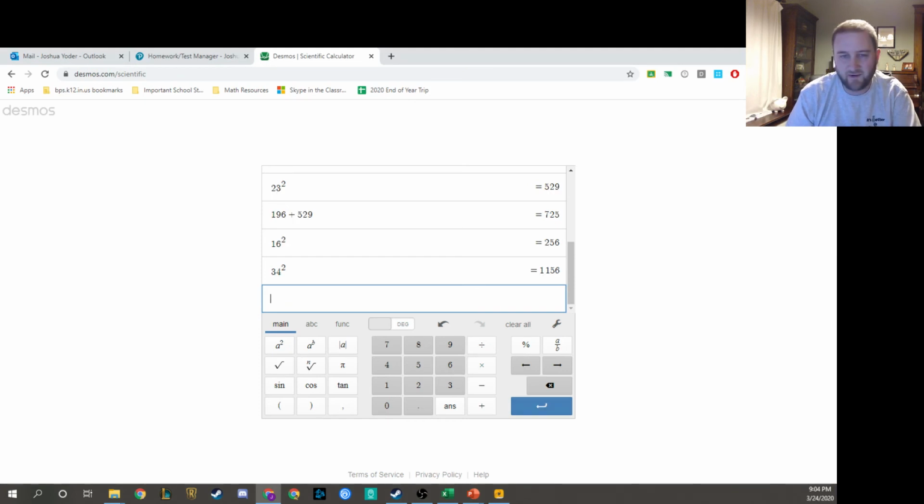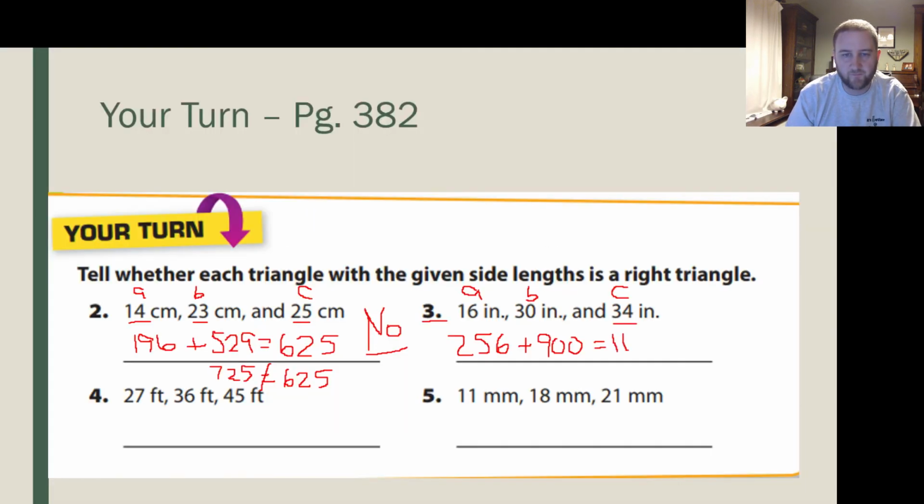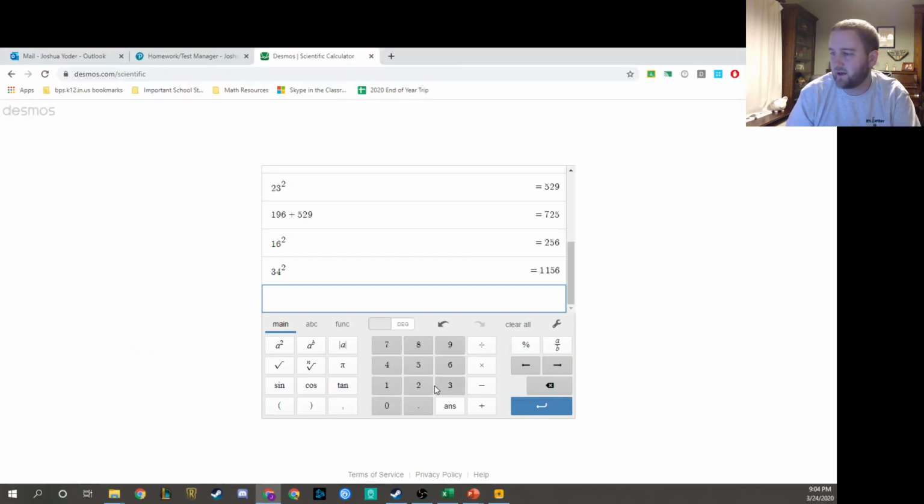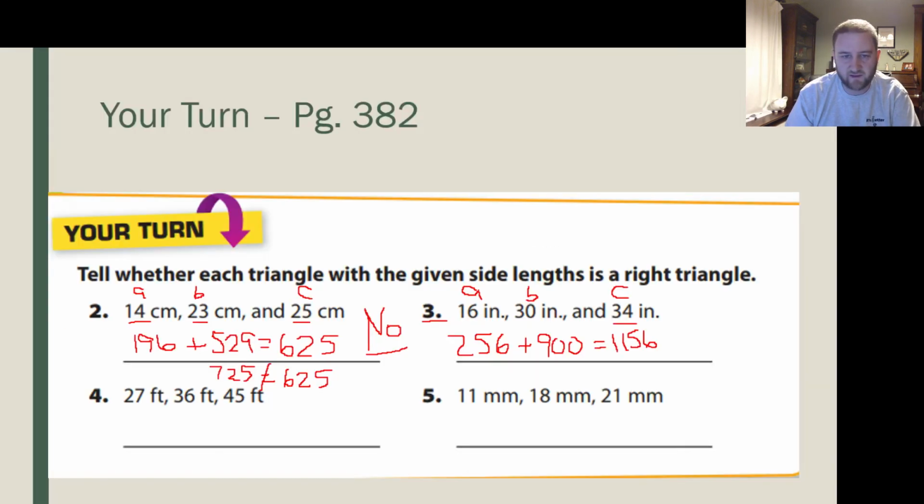34 squared is 1156. Now we need to add 256 plus 900. 256 plus 900 is 1156. So 1156 is in fact equal to 1156. We got a check mark there. So yes, this is a right triangle. Okay. To save time, we're going to go ahead and skip 4 and 5. Hopefully you did those on your own.